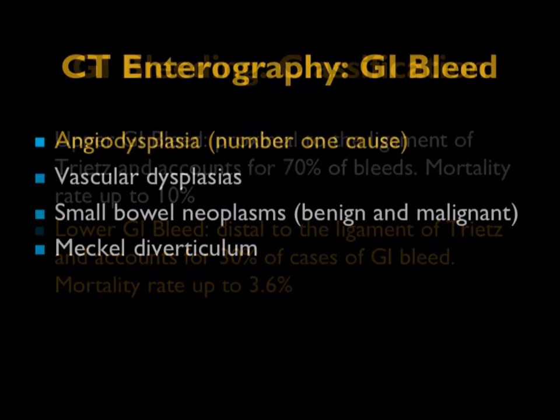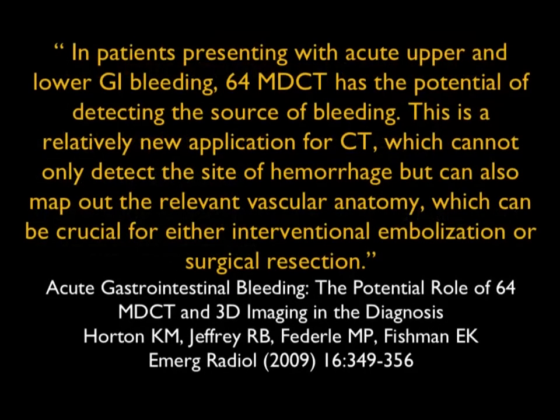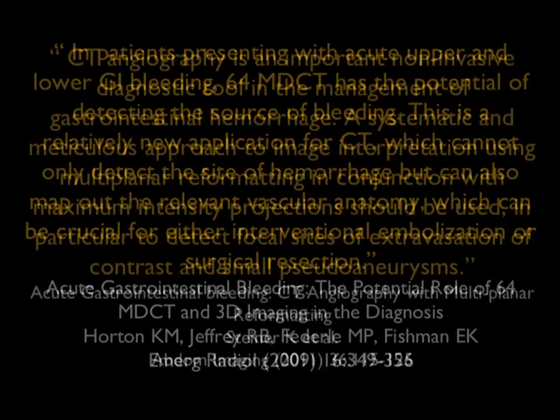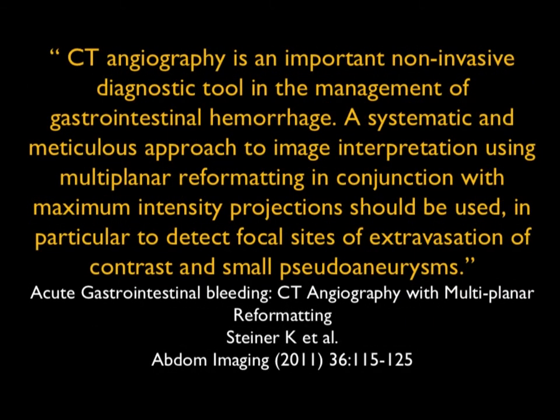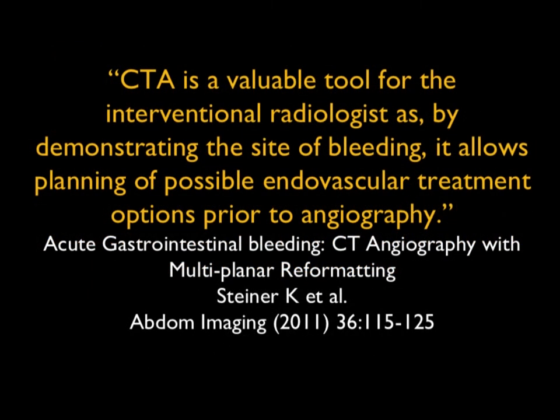and the like. Now, when you look at CT enterography and GI bleeding, you recognize that angiodysplasia is the number one cause. Tumors, Meckels, dysplasias are all up there. There have been many articles. We did one ourselves talking about CT for GI bleeding that indeed was excellent. Steiner wrote an article talking about how it's so important to the angiographer, using imaging multiplanar with MIP to pick up sites of bleeding, and it's important for the interventional radiologist because it allows you to decide whether or not you should go in and embolize.